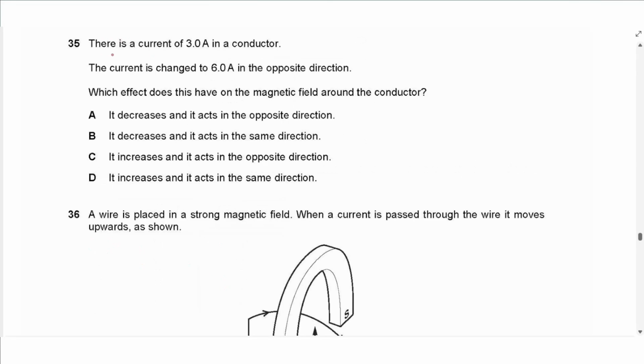Question 35 says there is a current of 3 amperes in a conductor. The current is changed to 6 amperes, so that's multiplied by 2 in the opposite direction. Which effect does this have on the magnetic field around the conductor? So it increases the strength of the field and acts in the opposite direction, not the same direction, because reversing the current reverses the direction of the field. So the answer here is C.